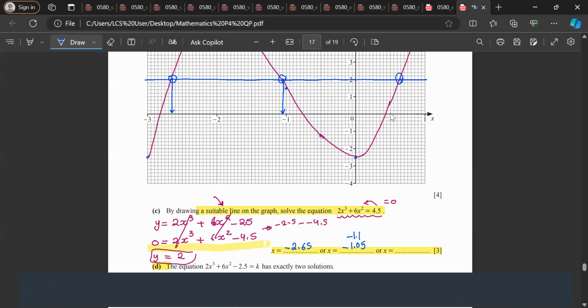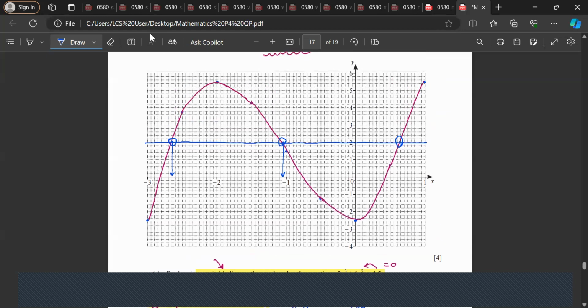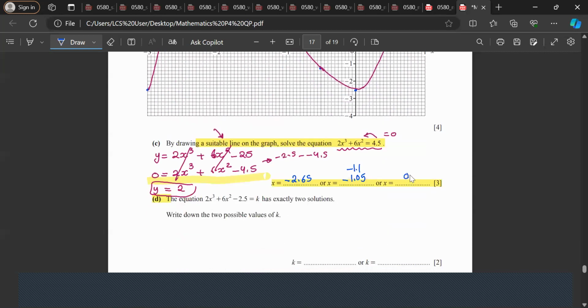This is negative 5, so negative 6, so negative, look here. So here negative 5, negative 6, negative 7, 0.7. Sorry, 0.7, not negative. Okay, you got it? Yes.